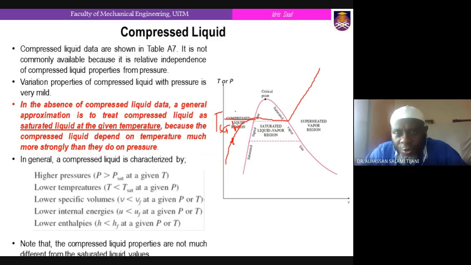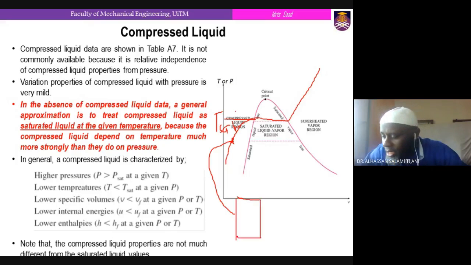Now, if we have a fluid in this region whose temperature is given by T, so the temperature of the fluid here is T. Since this T is less than the saturation temperature, then it will be the compressed liquid region.